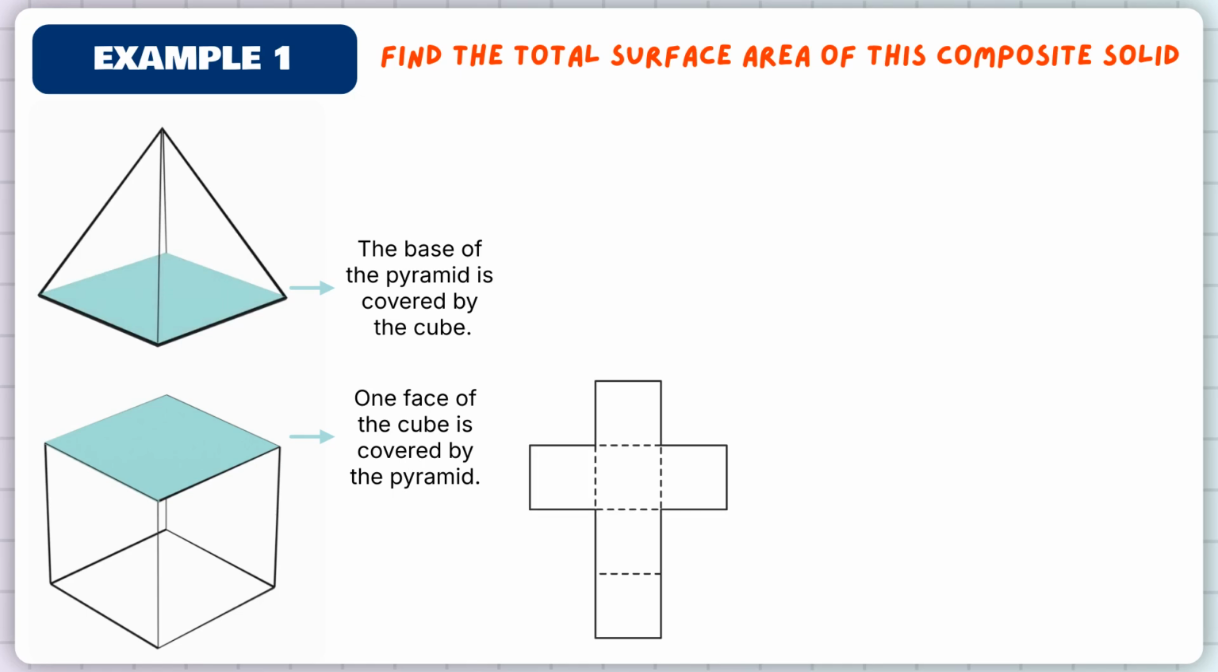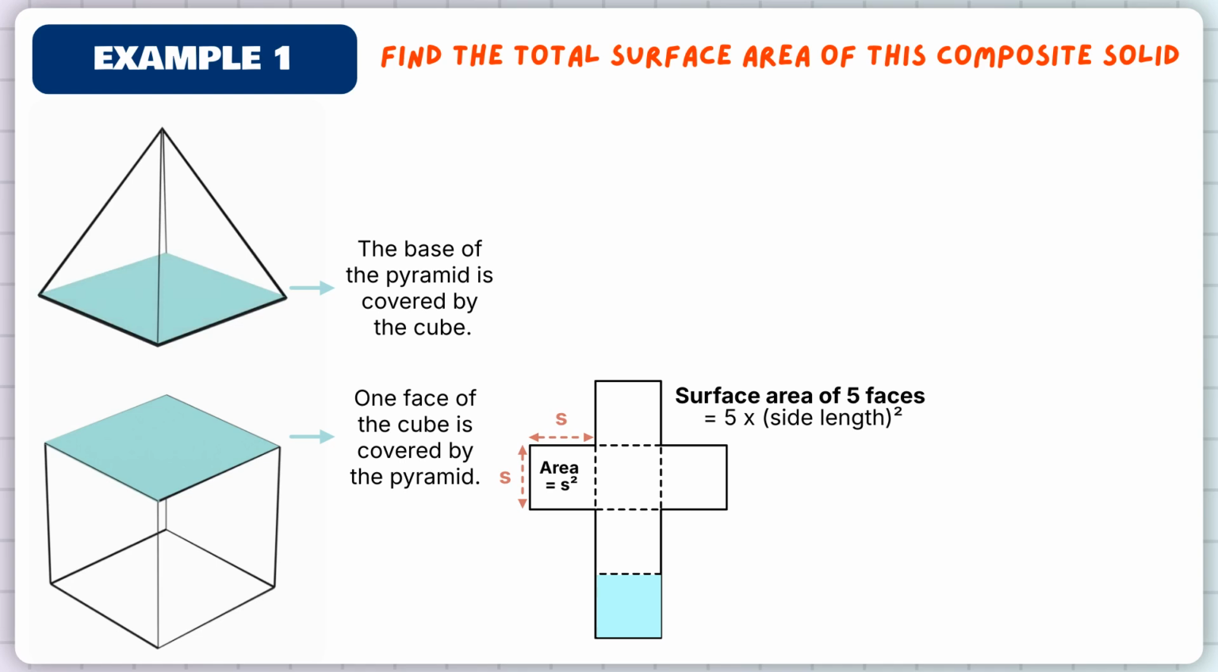A cube has 6 identical faces. Each face has an area of side length squared. Since one face is covered by the pyramid, we only consider 5 faces. So the total surface area of the 5 faces is 5 times side length squared.